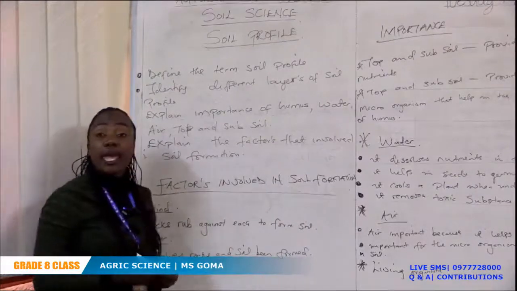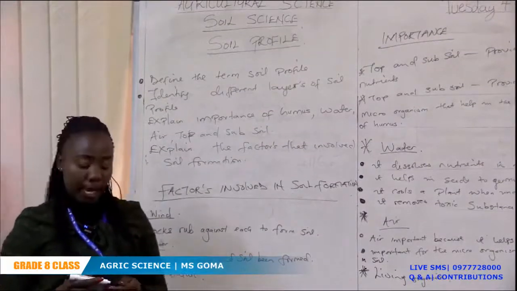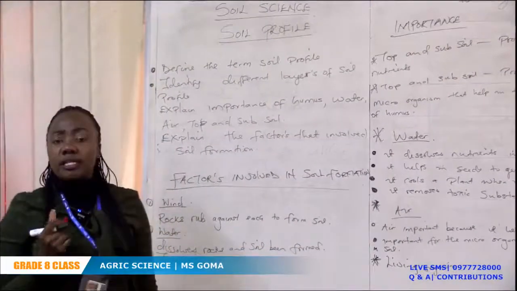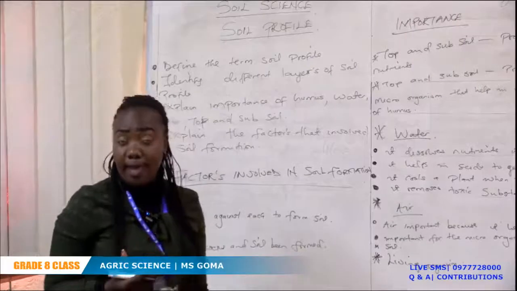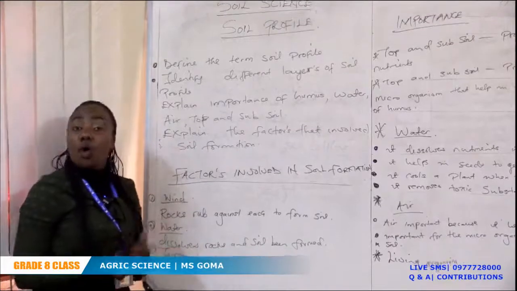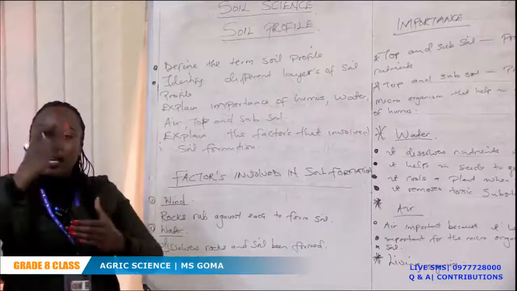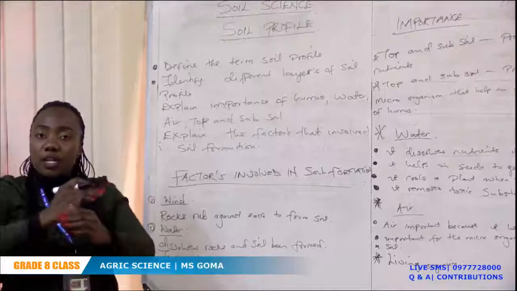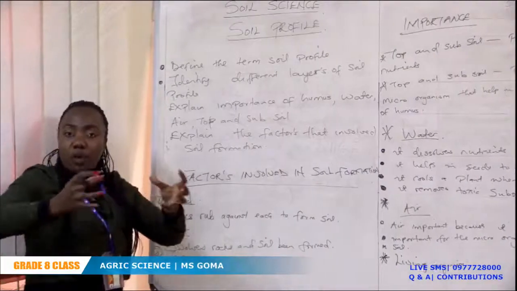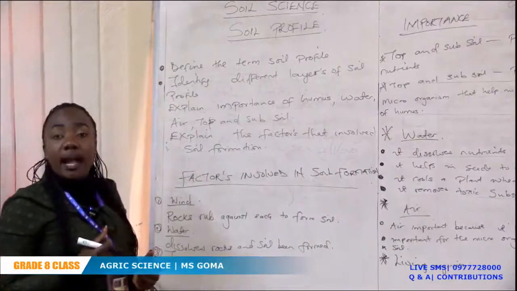So how does temperature help in the formation of soil? Okay, when it is too hot, I'll give an example of October. When it is too hot, the rocks tend to expand. As the rocks expand, they'll start forming cracks. When cracks are formed, the outermost part of the rocks will start peeling out. Okay?